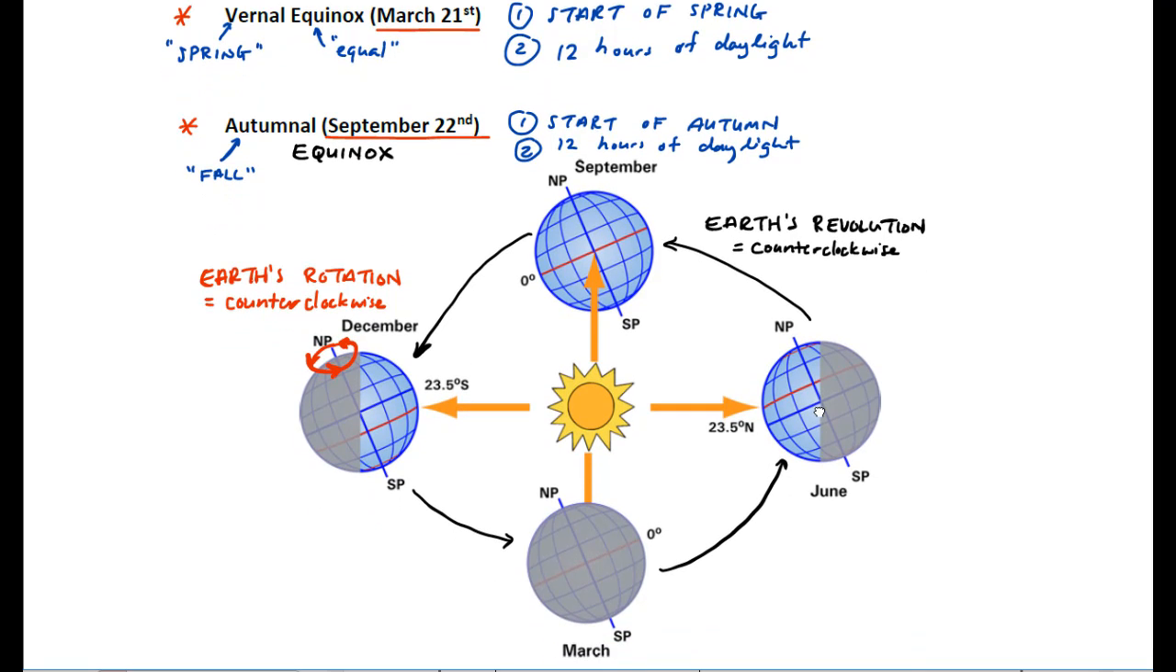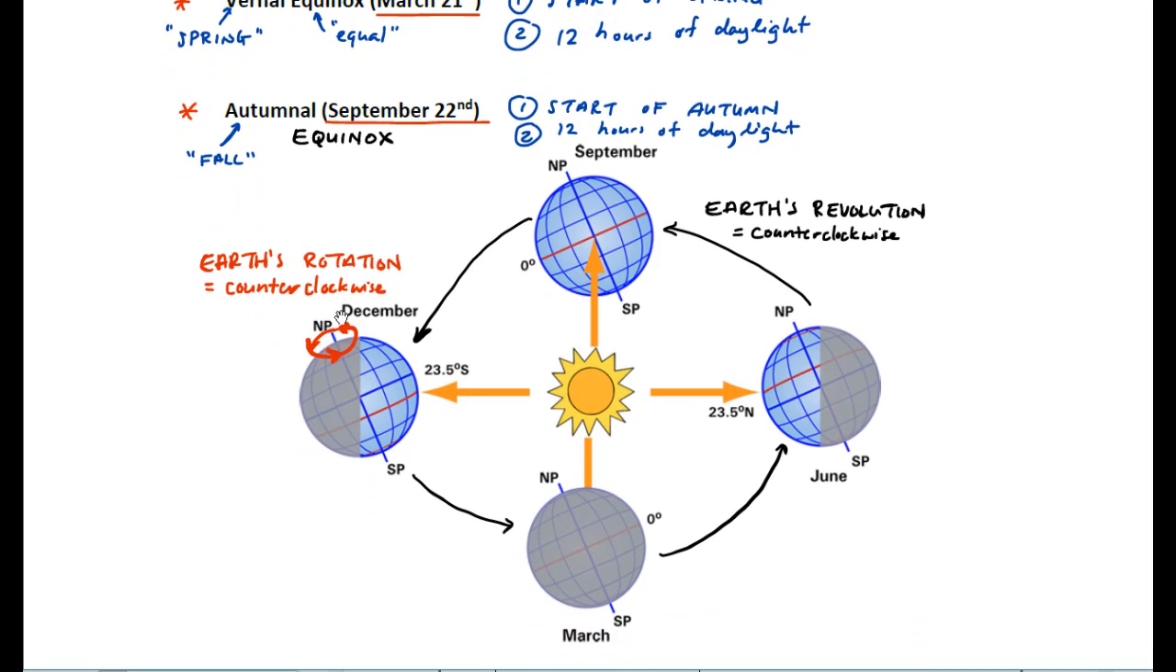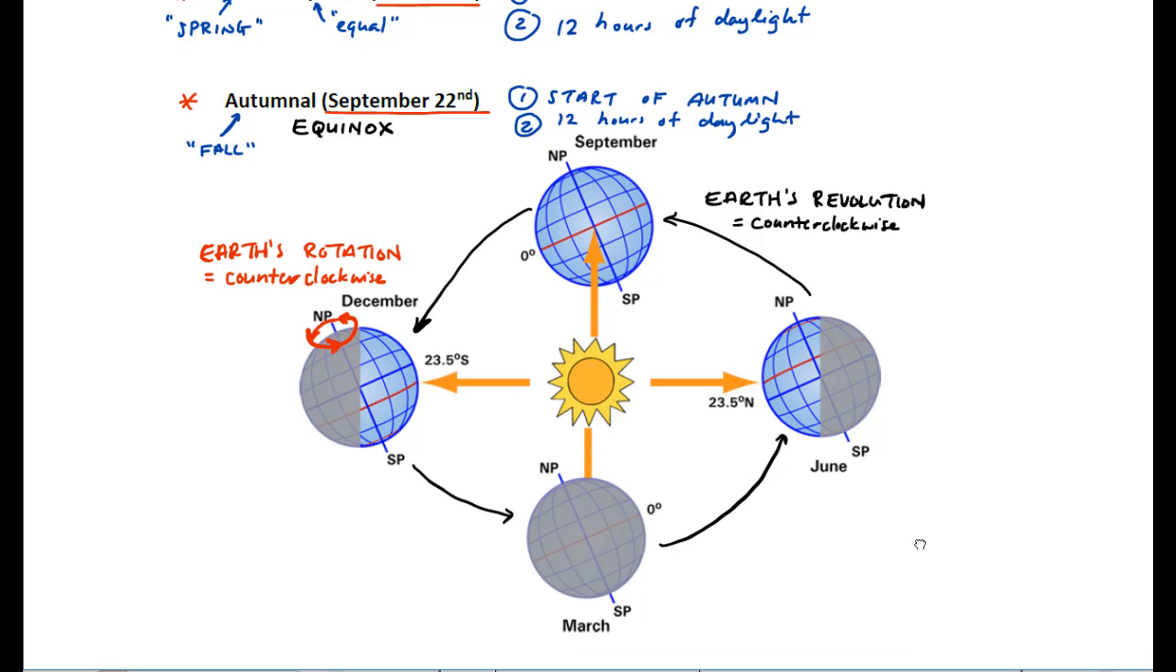Please memorize the fact again that the Earth is rotating counterclockwise, and also memorize that the Earth's revolution is also counterclockwise as we go around the sun. And that, my friends, is the end of this part of the note. Please make sure you copy all the details down.